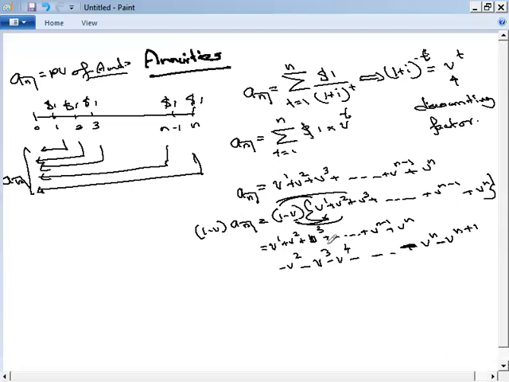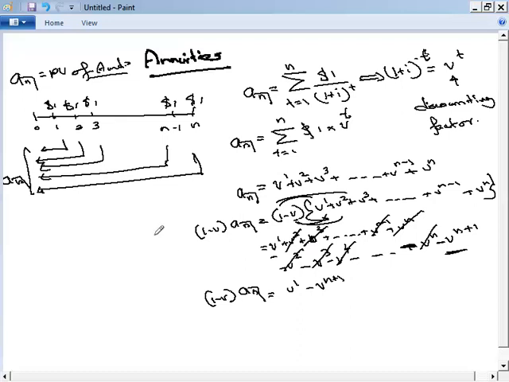You can see these terms are getting cancelled out. This is plus v^2 and minus v^2, plus v^3 minus v^3. Likewise, all the terms are getting cancelled out, and we are left with only two terms, v^1 and minus v^(n+1). So on the left side, 1 minus v times A_n, we are left with v^1 and minus v^(n+1).